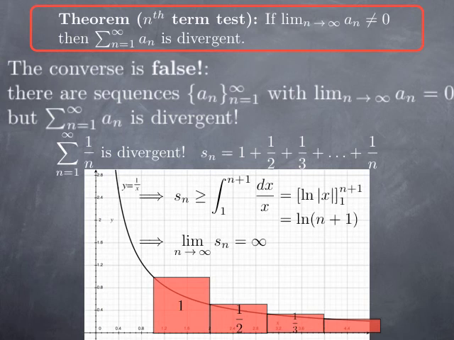So if the partial sums go to infinity, that means the series is divergent. So you see that here the sequence of terms 1 over n goes to 0, but the series of 1 over n, when we add together the terms, is divergent.